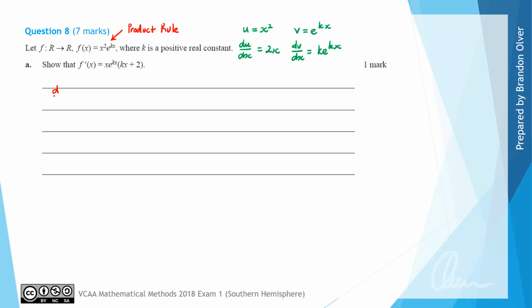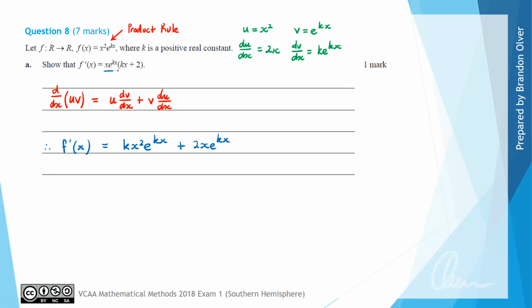From our formula sheet, we know that the derivative d/dx of u times v is equal to u times dv/dx, and then we add on v times du/dx. So for this question, f dashed of x is u, which is x squared, times dv/dx, k e to the kx. That can be written as k x squared e to the kx. Then we add v times du/dx, which is e to the power of kx times 2x, so I'll write that as 2x e to the power of kx.